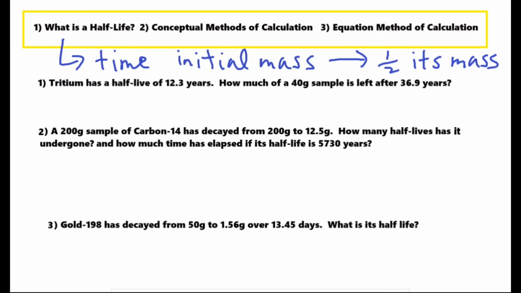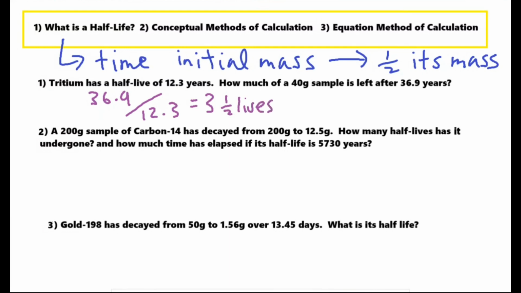All right, so for number one, we have tritium. It has a half-life of 12.3 years. How much of a 40-gram sample is left after 36.9 years? Now, if we're solving a problem like that, we are looking for a final mass, but we need to figure out how many times we're going to chop that 40-gram mass in half. Now, we have a total time of 36.9 years, and we want to see how many half-lives are going to occur within that time period. So we're going to divide it by 12.3. And we find out that it's 3 half-lives.